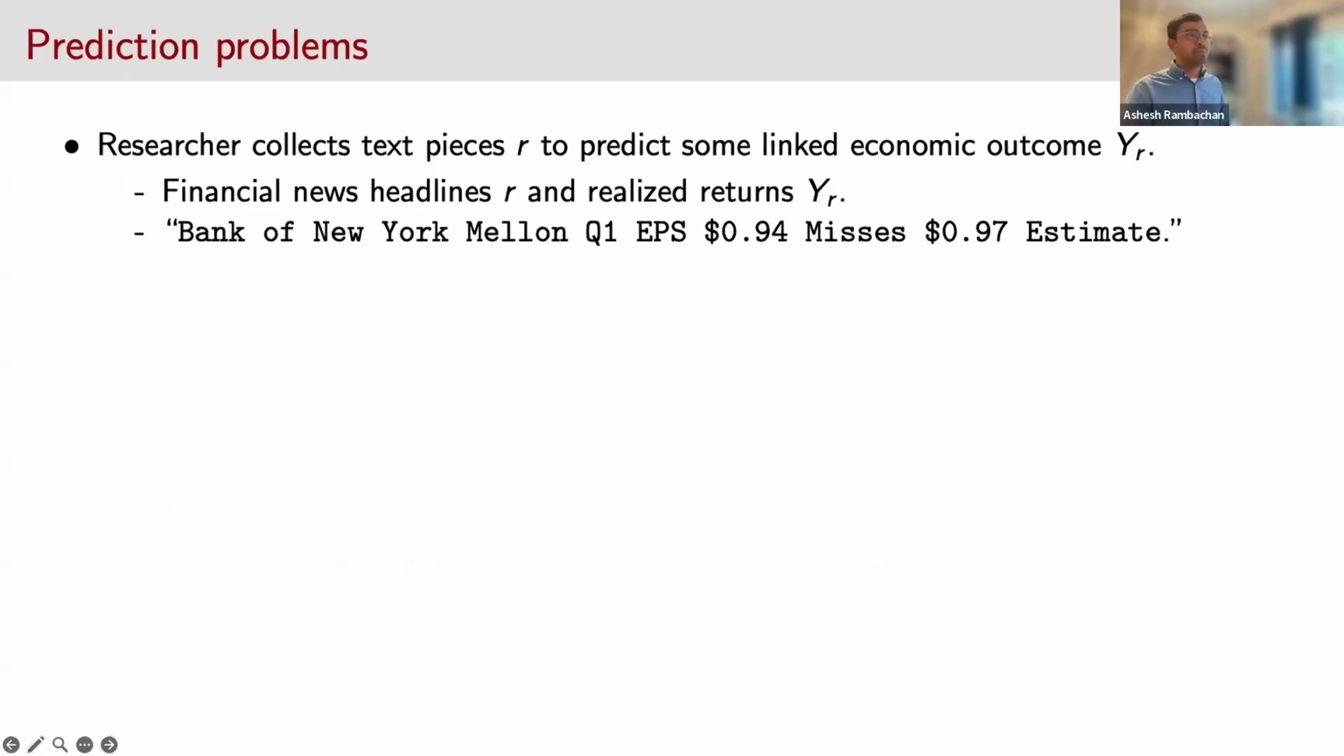So in a prediction problem, let's imagine that a researcher collects some text pieces that I'm going to denote by R, and they want to use that text piece in order to predict some linked economic outcome Y_R. As a running example that you can keep in the back of your mind, imagine the text piece is some financial news headline about a particular company, and the economic outcome is the realized return of the equity associated with that company within some window around the headline's publication date. For example, one headline might be that Bank of New York Mellon's Q1 earnings per share missed its estimate from Wall Street.